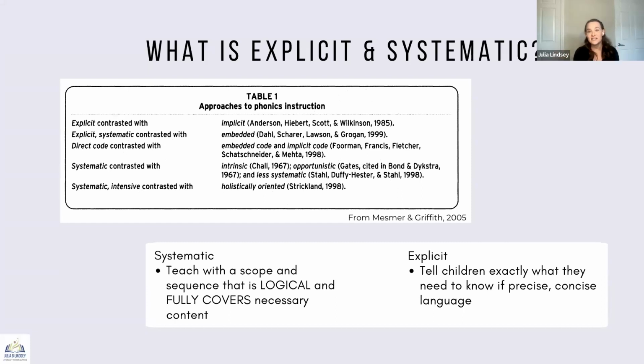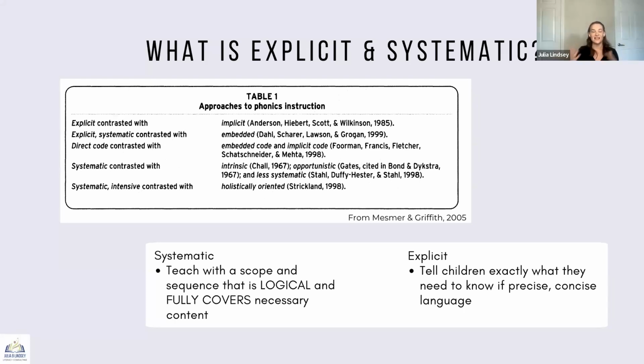In contrast, an explicit way of teaching this would be saying something as straightforward and simple as the letter B spells the sound B. Everybody say B. And then teaching children exactly what they need to know about using that letter to both read and spell.